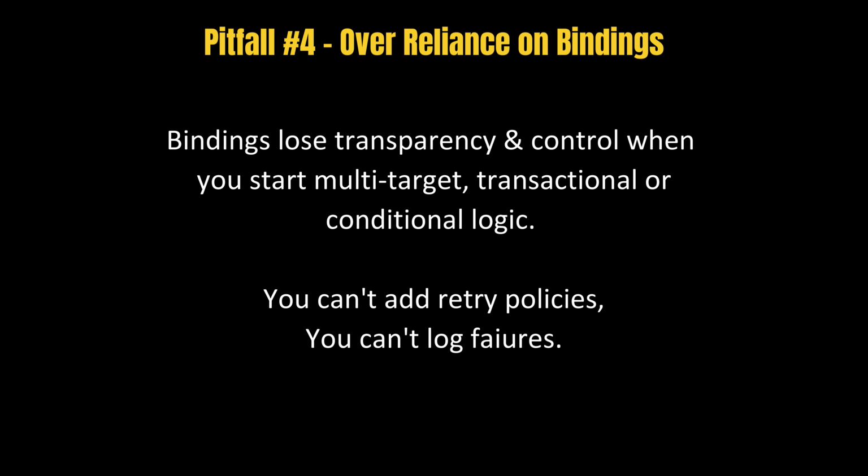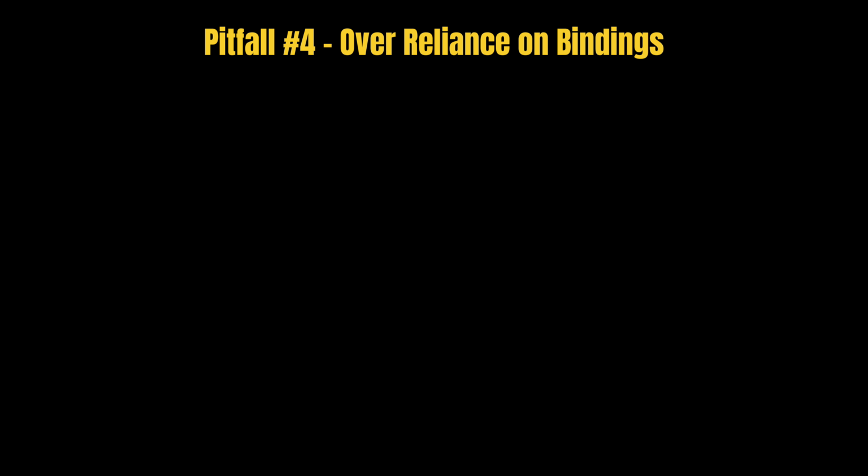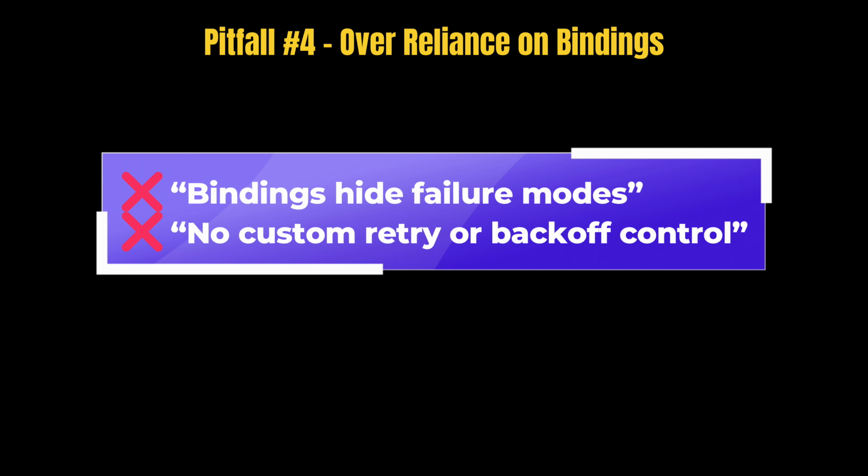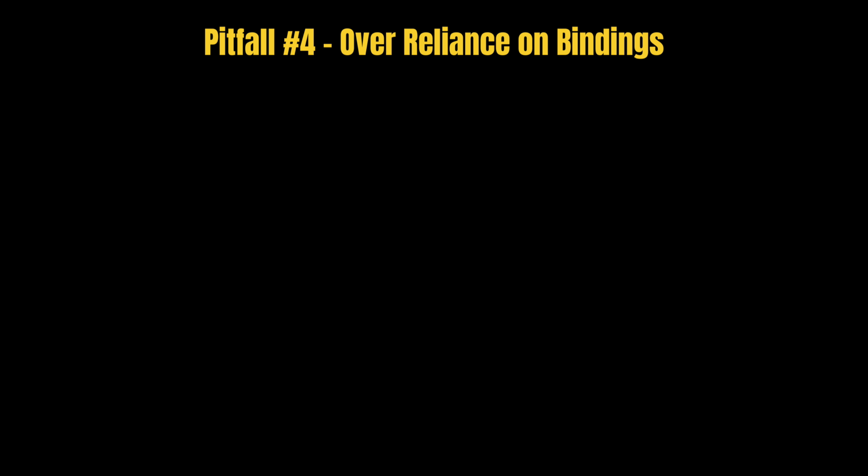Bindings work great for simple writes, but once you start doing multi-target transactional or conditional logic, they lose transparency and control. You can't add retry policies, you can't log failures, and you can't coordinate across systems. Bindings hide failure modes, with no custom retry or backup control if you're targeting multiple destination systems or transactional logic.